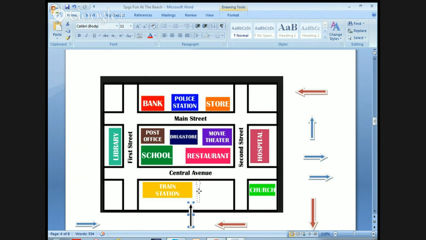I'm on Central Avenue. Okay, good. Central Avenue. I make a left turn on Central Avenue and go along this Central Avenue. When I see First Street, I make a turn right. Okay, good. And go along First Street.